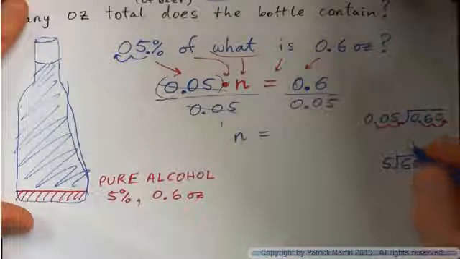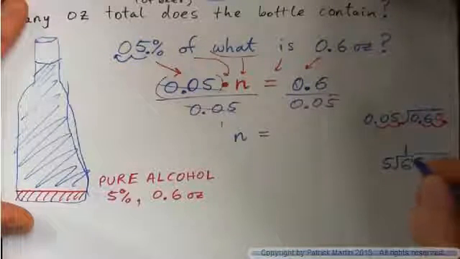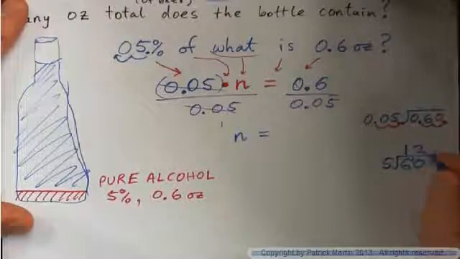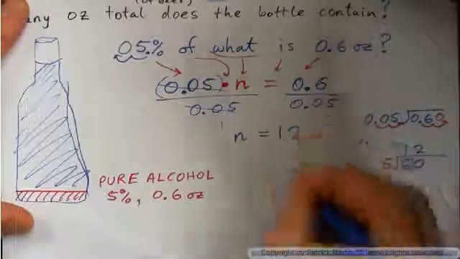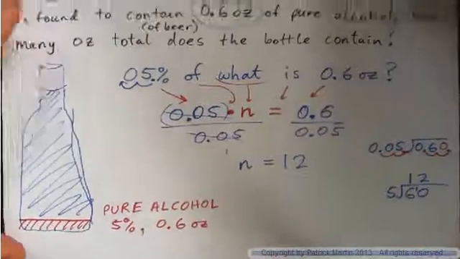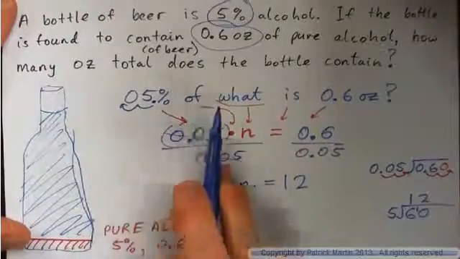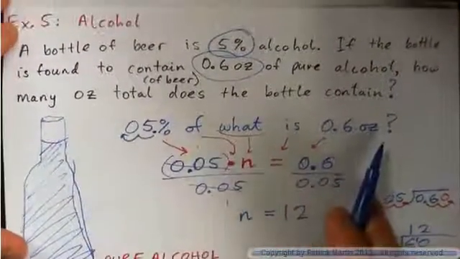Well, 5 into 6 goes once, remainder 1. 5 into 10 goes twice. So n equals 1.2. What does n represent? 5% of what is 0.6?